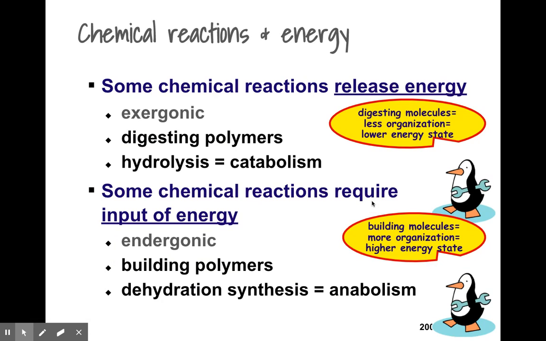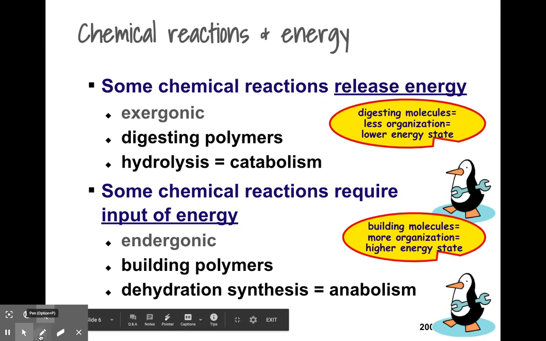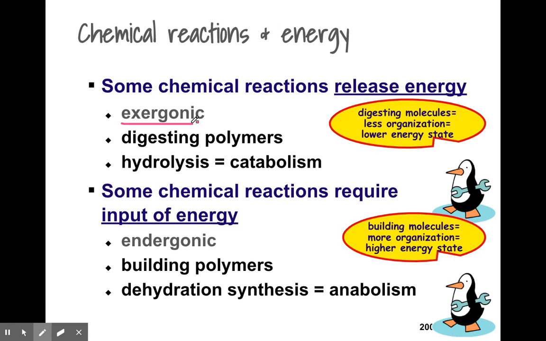Now, some chemical reactions release energy. These are known as exergonic reactions. So make sure that you guys know that. Anyone that is releasing energy is called an exergonic reaction. An exergonic reaction occurs when we are digesting polymers due to the process of hydrolysis or catabolism. So anytime I'm digesting, energy gets released. Why? Because I'm breaking bonds apart.